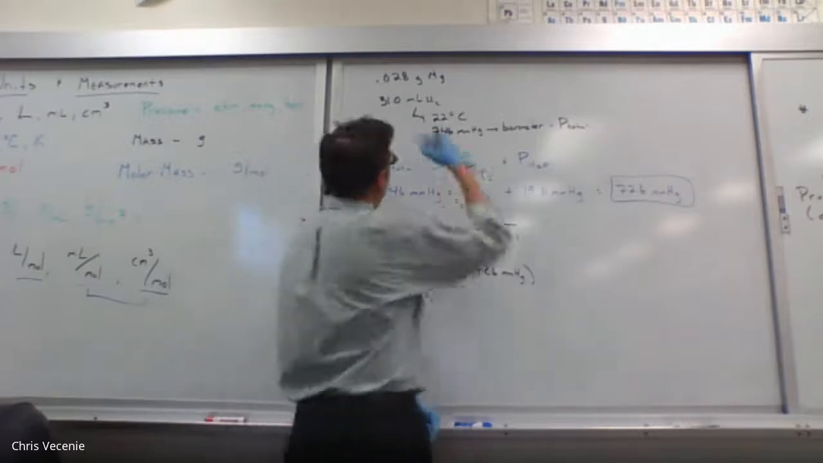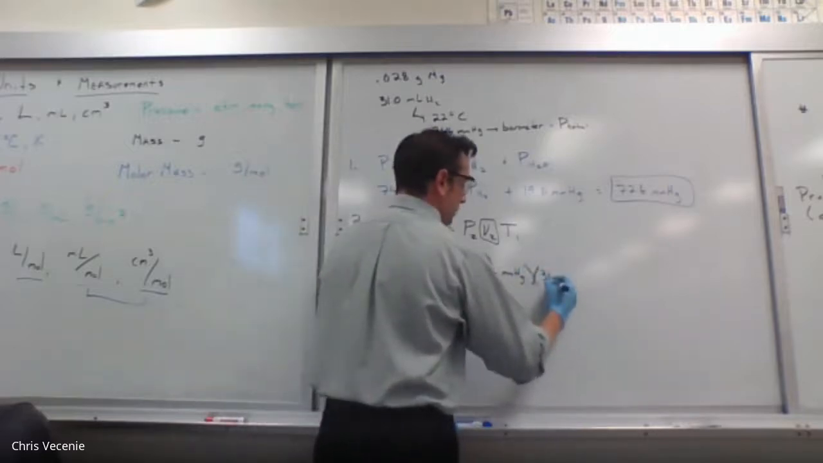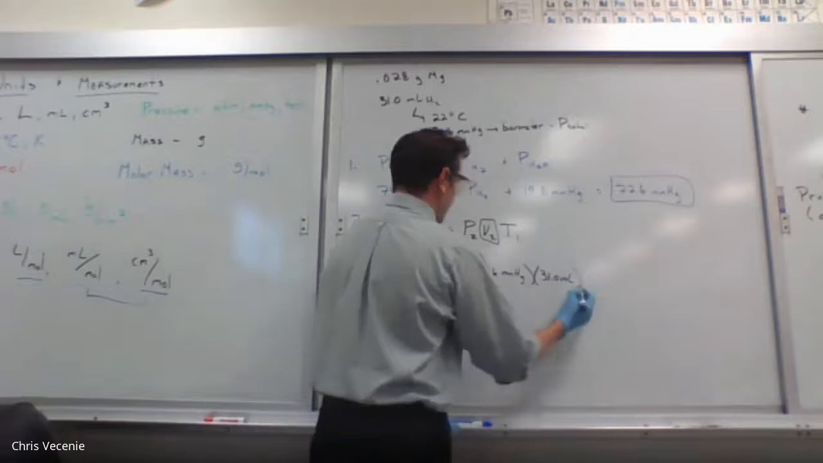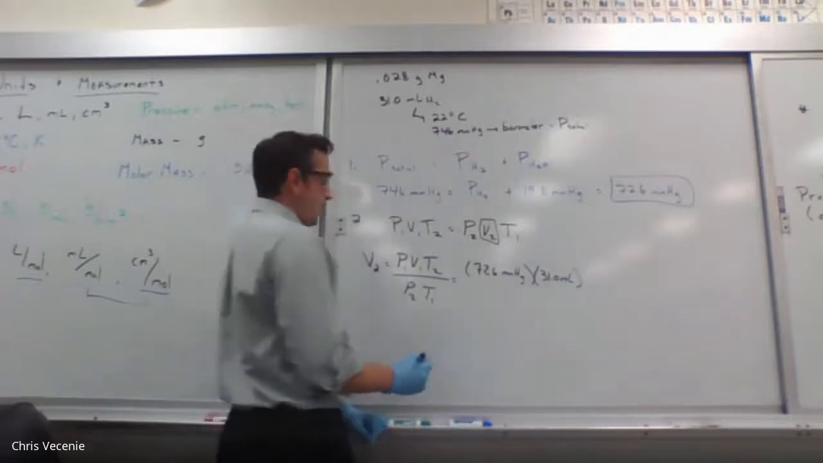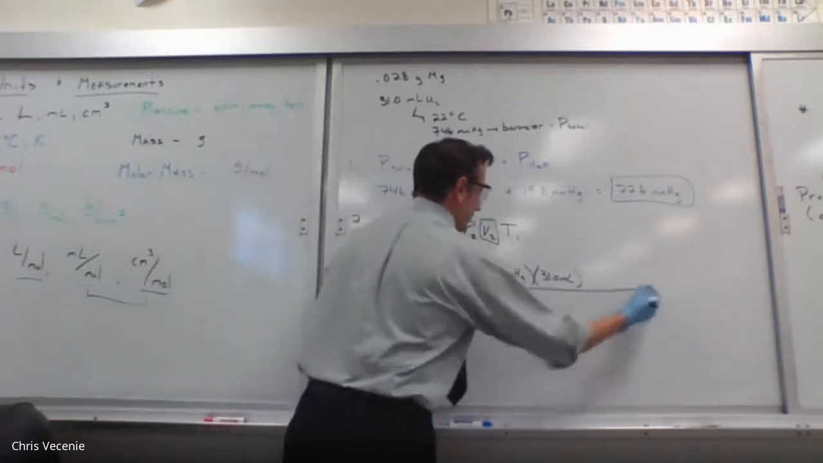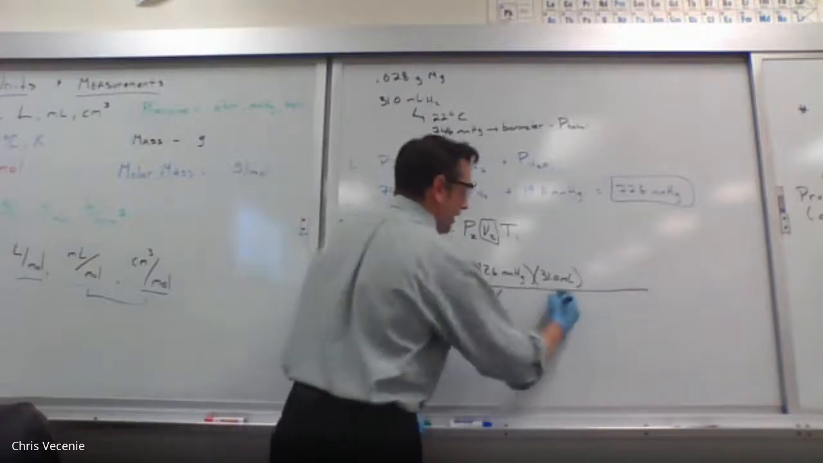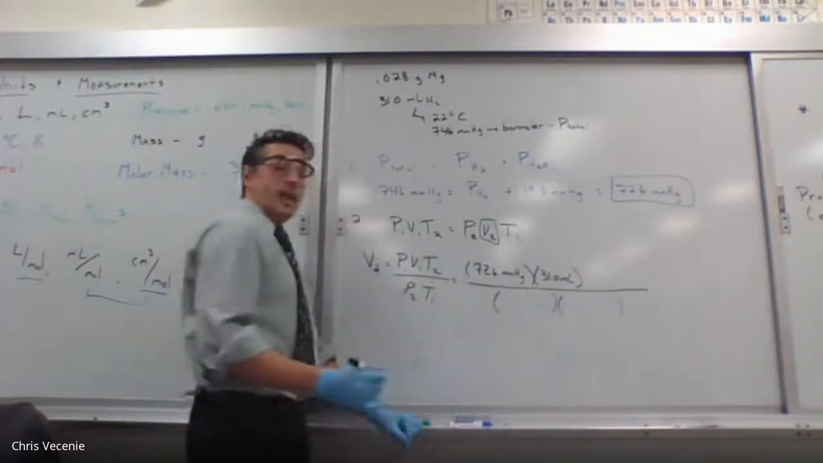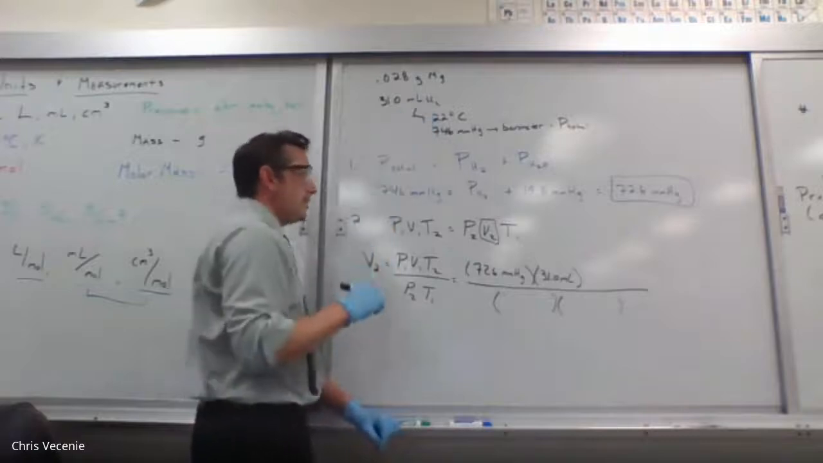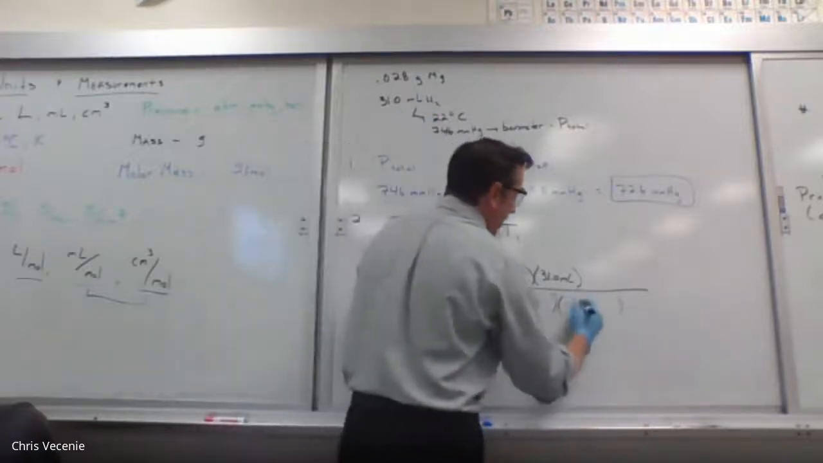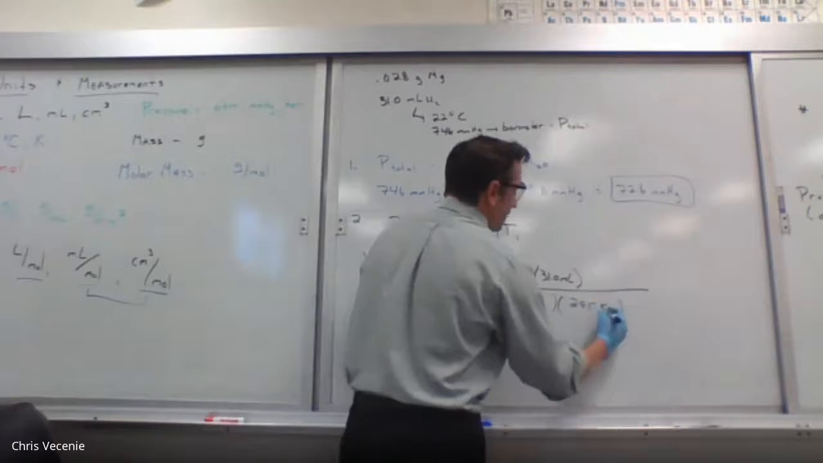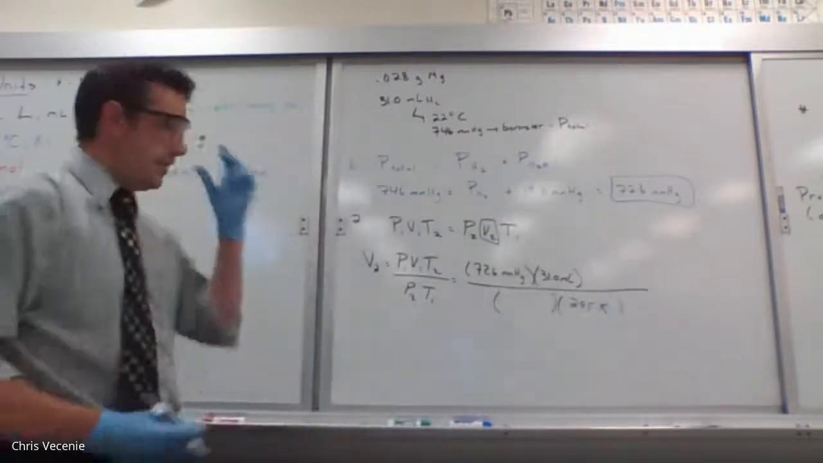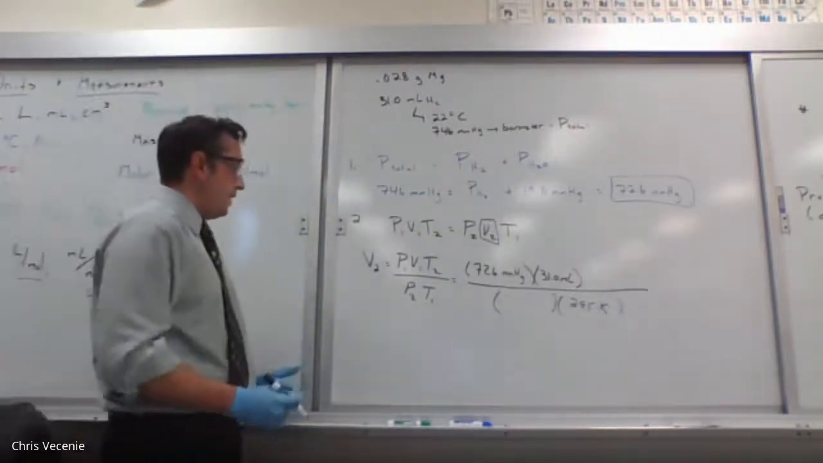Our initial volume is the 31 milliliters. Final temp, we didn't talk yet, but we will. Final pressure, we didn't talk yet, but we will. And our initial temp, we know, is 22 degrees Celsius, but remember, that has to be in Kelvin. So we're going to add the 273 to it to make it 295 K.